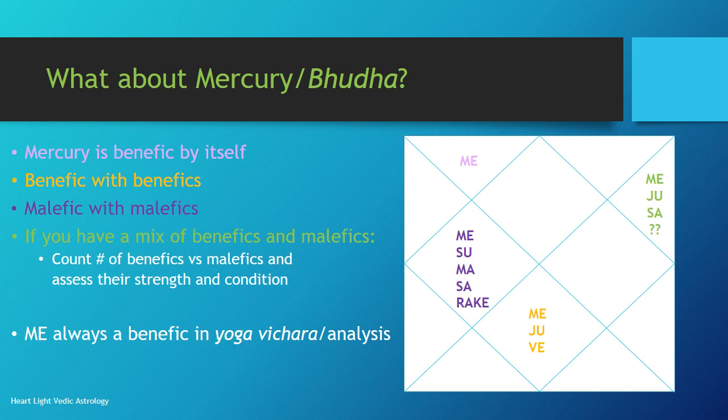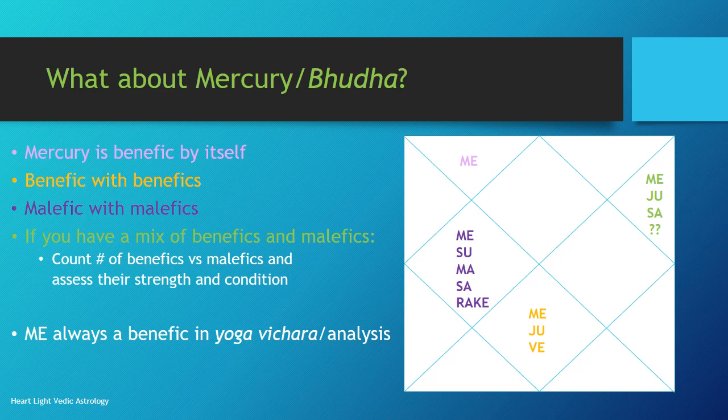Now, if you have a mix, that's where it gets tricky. If you have a mix of malefic and benefic planets on Mercury, you have to figure out whether there is more malefic influence or more benefic influence. That comes down to the number of planets that are malefic or benefic on Mercury. It also comes down to their condition. Are they strong? Are they weak? Are they neutral? All right.